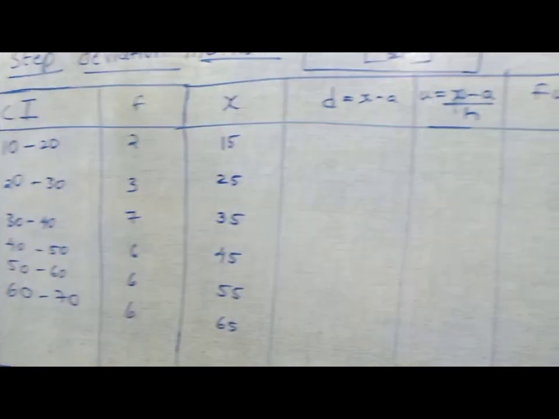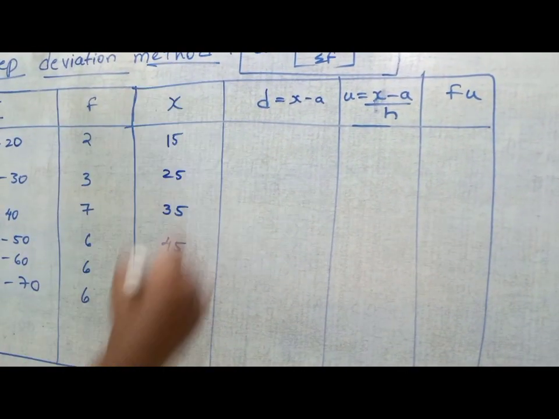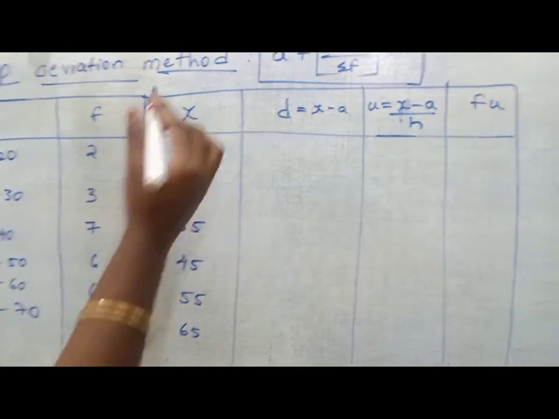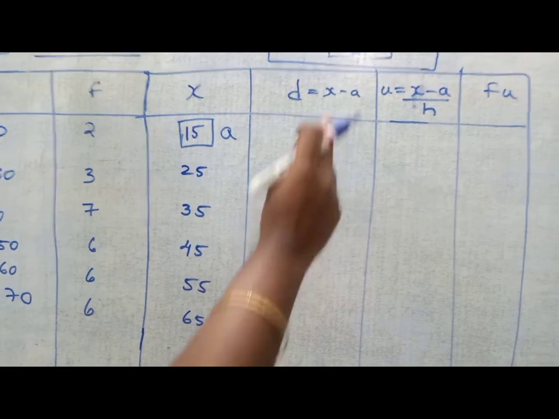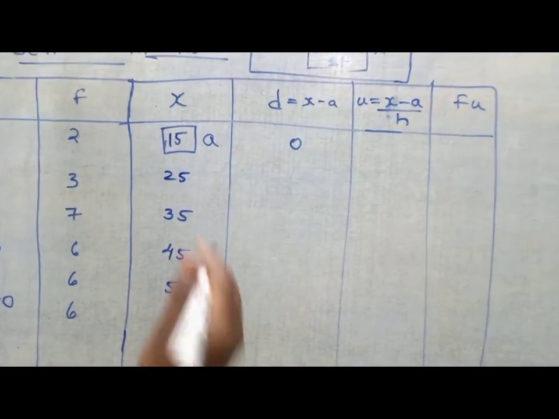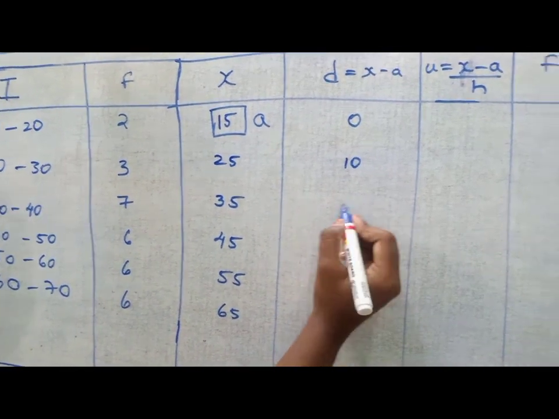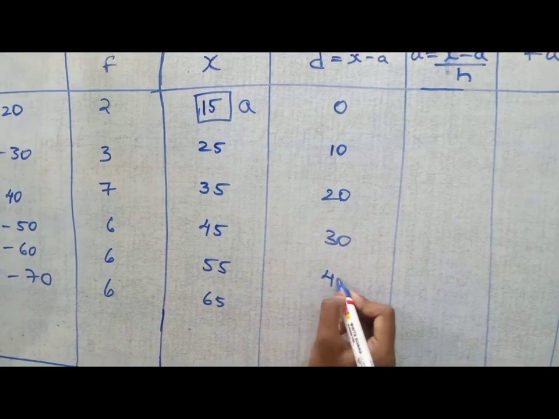Now, to find d, the formula is x minus a. In the values of x, we need to assume that any of the value as a. Now, I am taking 15 as a. x minus a. 15 minus 15 is 0. 25 minus 15 is 10. 35 minus 15 is 20. 30, 40 and 50.